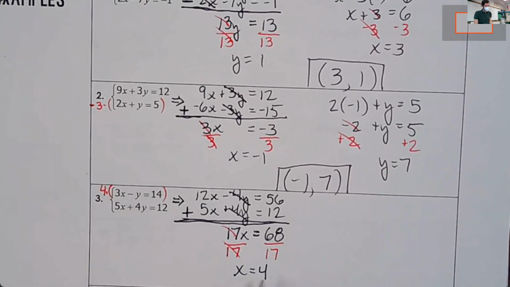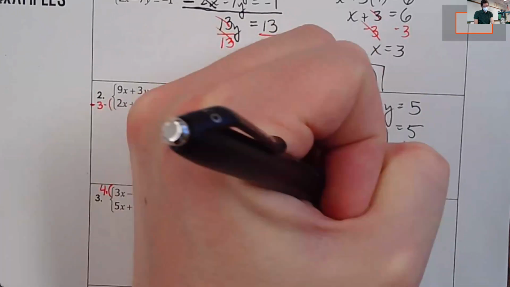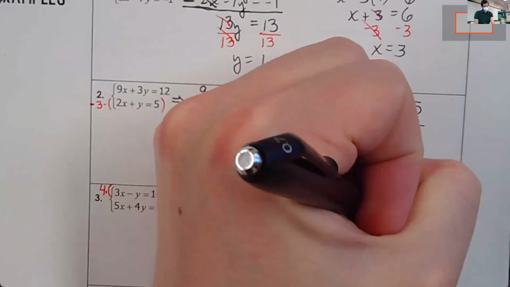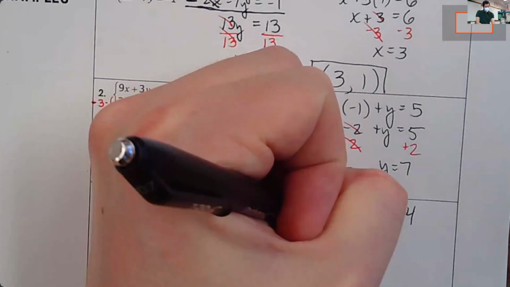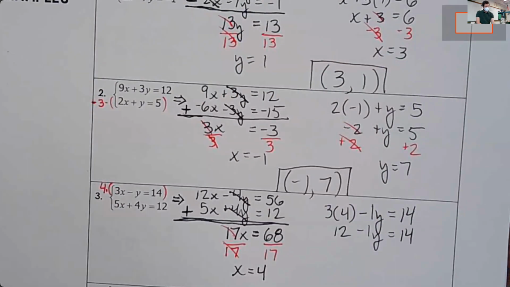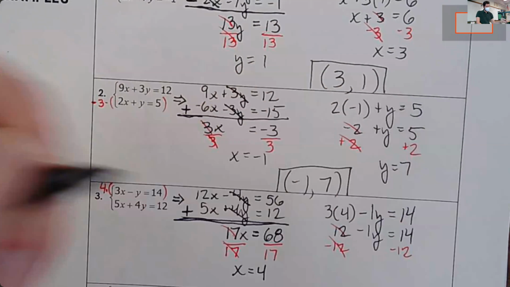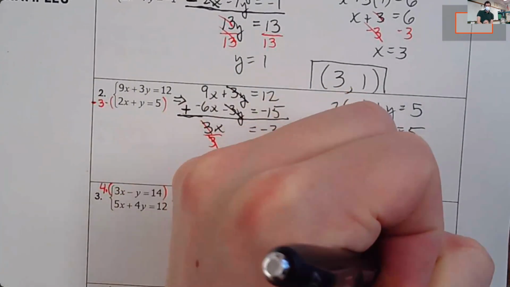So we're going to do 3 times x, which would be 3 times 4, minus y. I'm going to write minus 1y because this will take a couple of steps, equals 14. Three times 4 is 12, so that's 12 minus 1y equals 14. And then subtract 12 from both sides. Negative 1y equals 14 minus 12, which is 2.